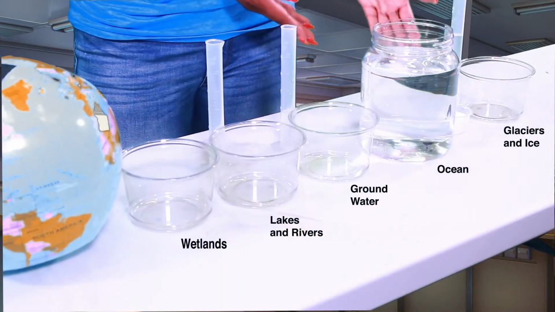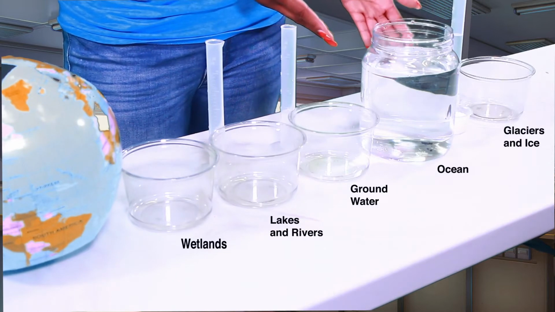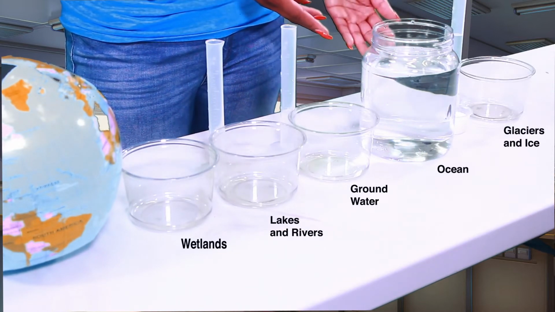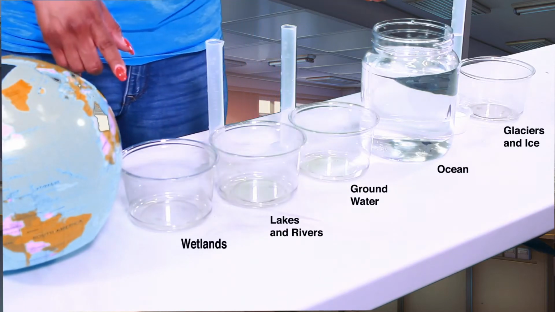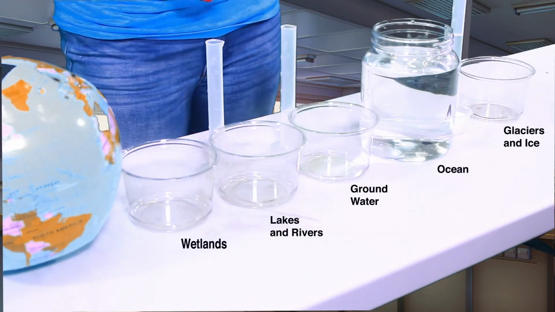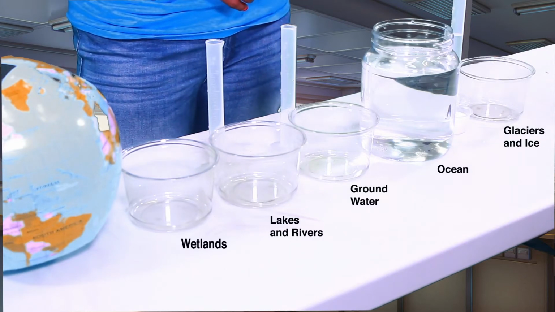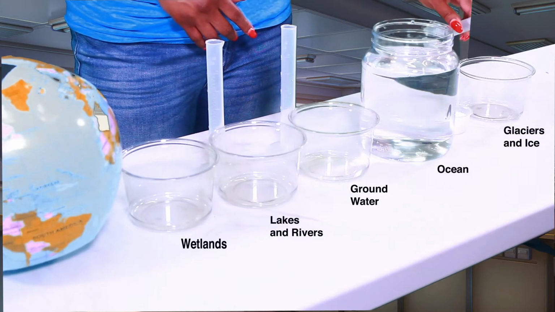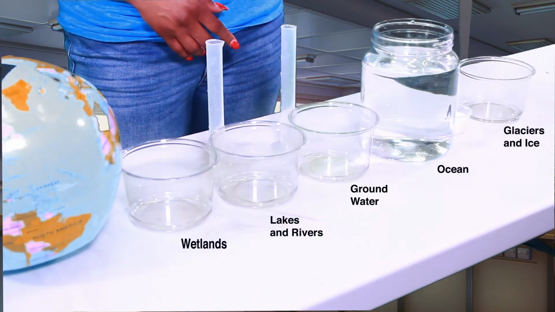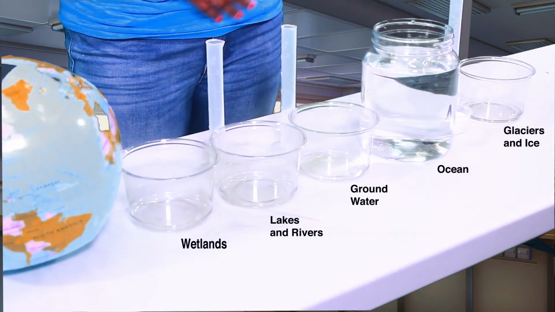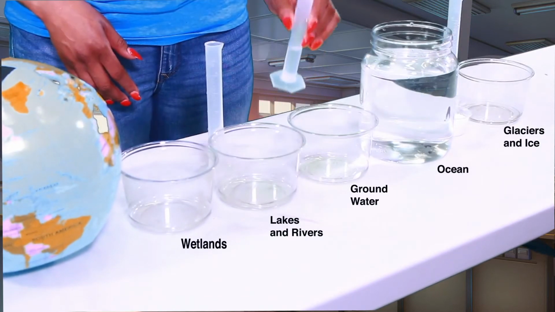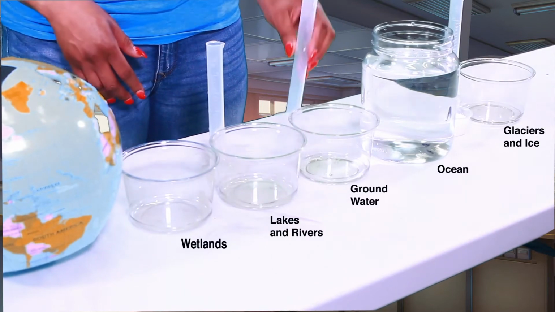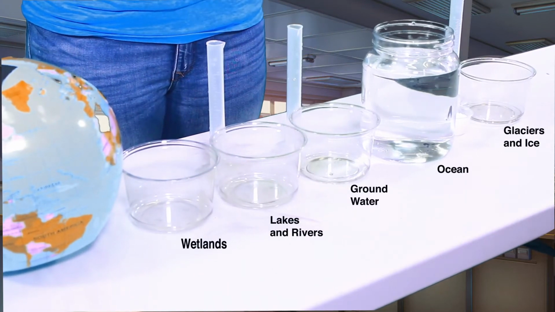This liter of water represents ocean water. It's the majority of what the world is made up of. These containers represent all of the different places that the ocean water goes to. For example, we have glaciers. They make up about that much percentage of the Earth's water. Then we have groundwater. That makes up about that percentage of the Earth's water.